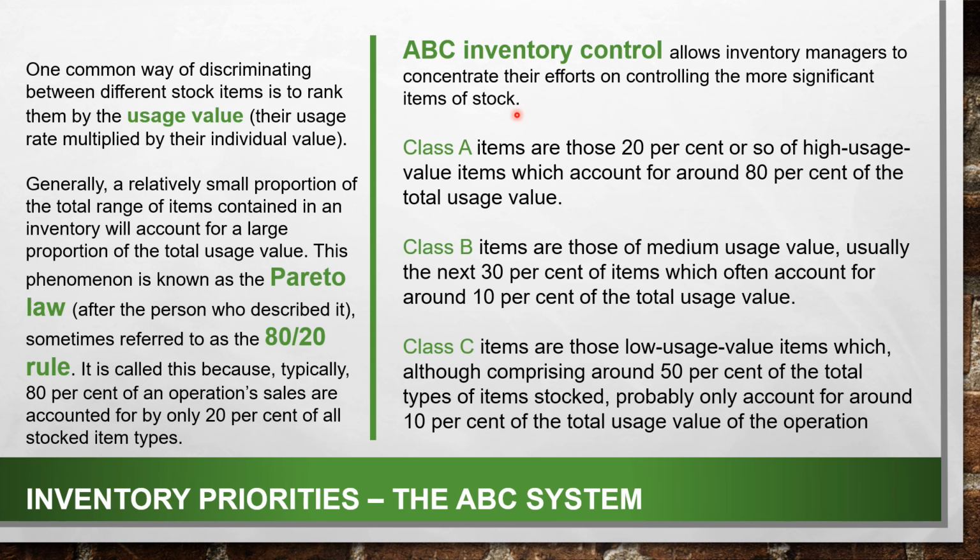Second is the Class B items. Those of medium usage, usually the next 30%, account for 10% of the total usage value. And Class C are the rest, the low usage value items, comprising around 50% and accounting for around 10% of the total usage value.